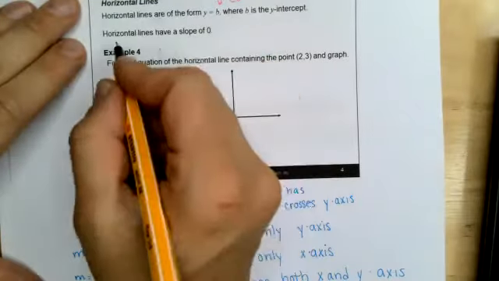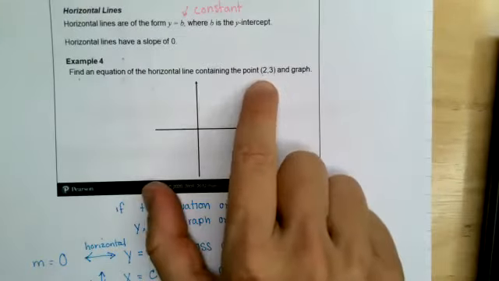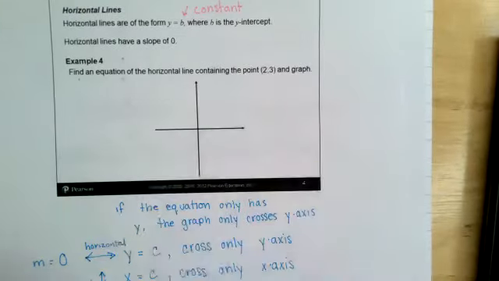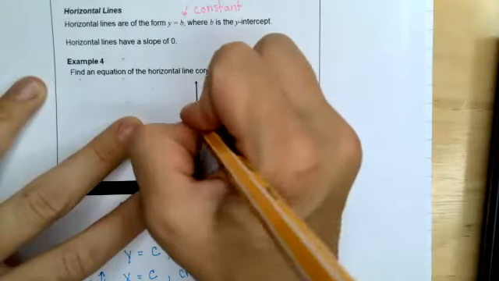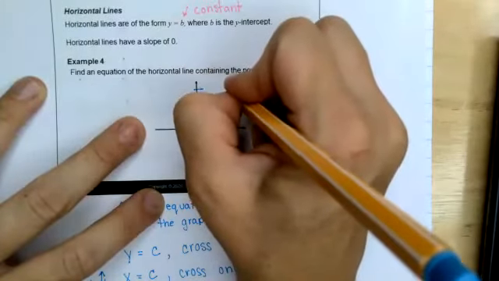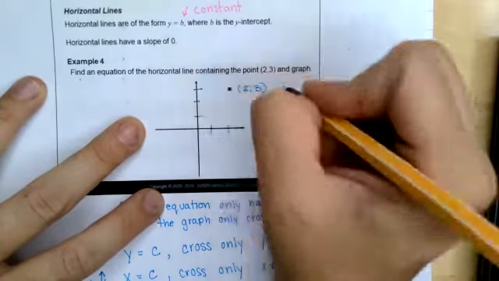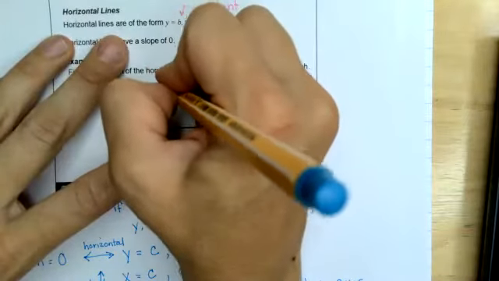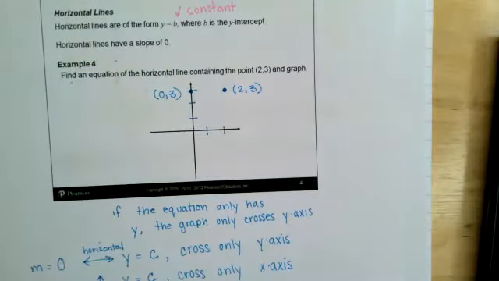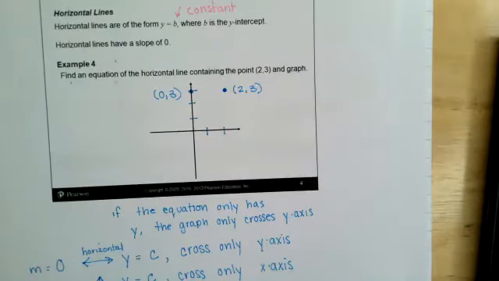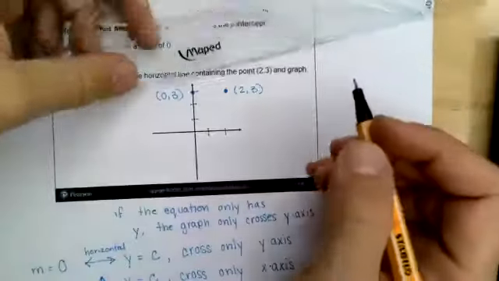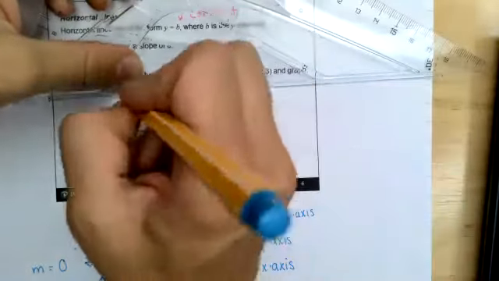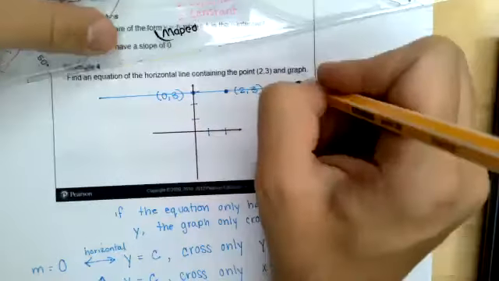Here, horizontal lines have a slope of 0. Find an equation of a horizontal line containing the point 2, 3. So let's graph 2, 3. And it's a horizontal line, so it's going to go through 2, 3. It's also going to go through 0, 3, right? And every other point on y equals 3.